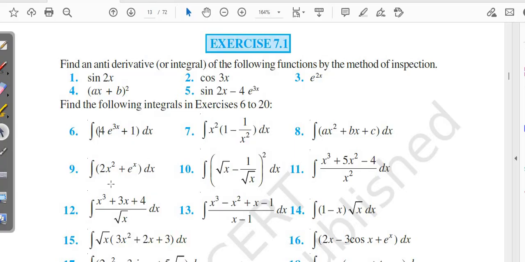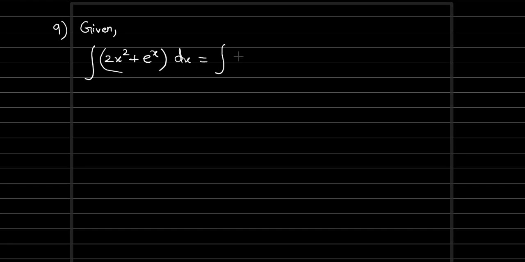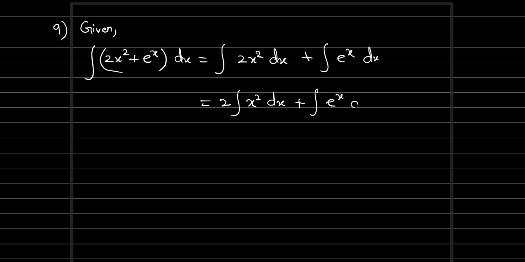Okay, ninth one, integral of 2x square plus e power x. So they're asking us to find the antiderivative of this integral. What is the function? 2x square plus e power x into dx. Okay, so two terms we have. Each term we will integrate separately. 2 is a constant term, right? We can take it outside. We'll write the next term as it is.